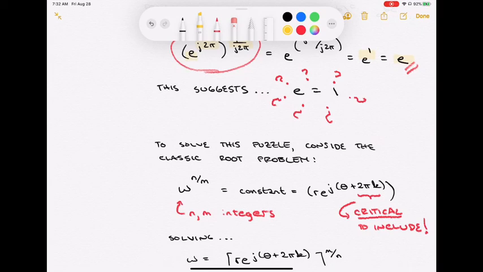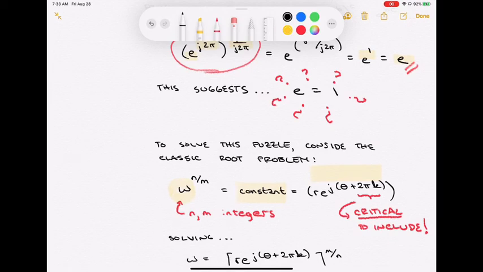So to solve this puzzle, we're going to go back to the classic root problem. We're going to have an unknown variable of interest, call that w, raised to some power. I'm going to express that as n over m, where n and m are integers, and we're going to let that be equal to some constant. That constant could be a real number, it could be a complex number. I'm going to represent it in polar form, so that's just this alternate side, re to the jθ. And I know in polar form that you could do a full rotation in the complex plane and you'd be at the same spot.